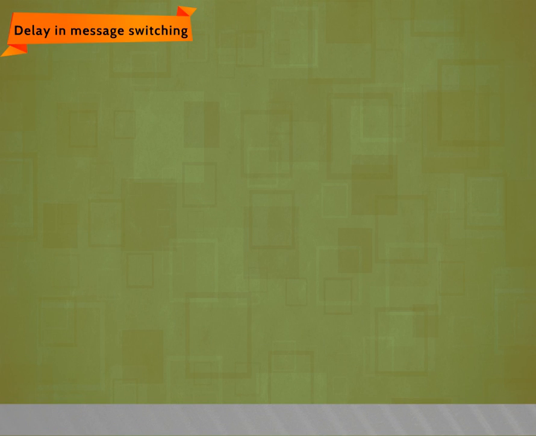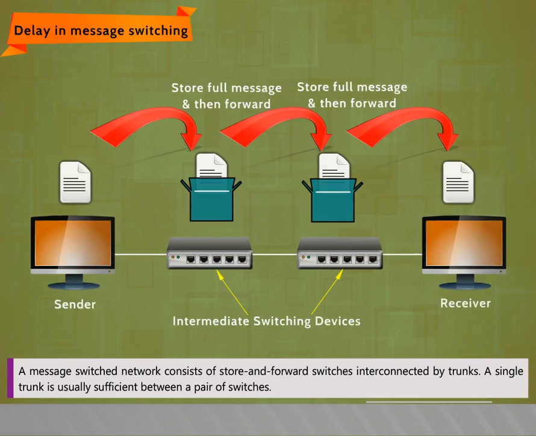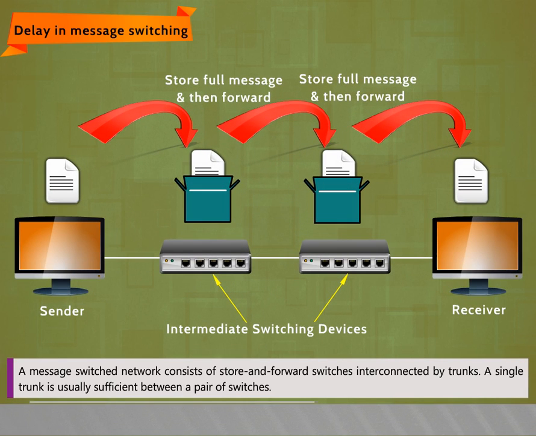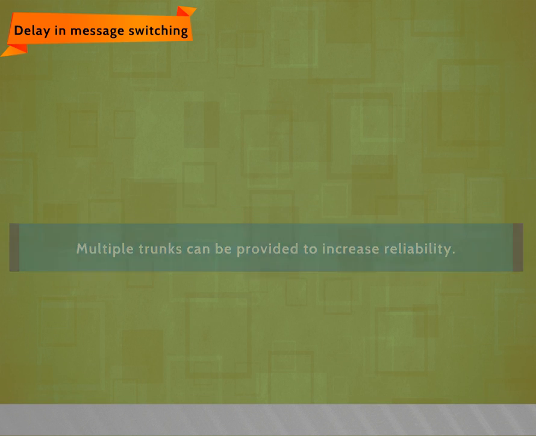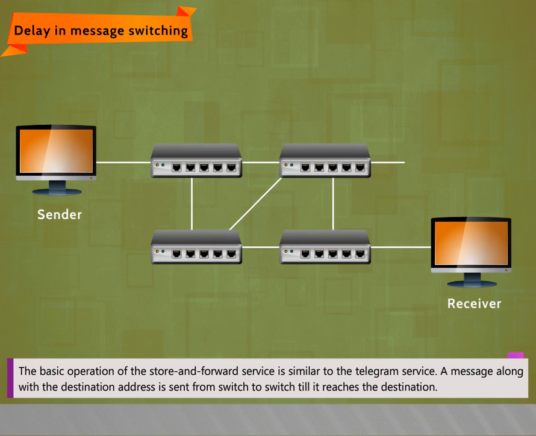Delay in message switching. A message switch network consists of store and forward switches interconnected by trunks. A single trunk is usually sufficient between a pair of switches. Multiple trunks can be provided to increase reliability. The basic operation of the store and forward service is similar to the telegram service. A message along with the destination address is sent from switch to switch till it reaches the destination.